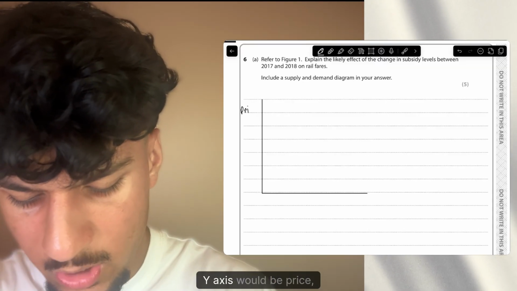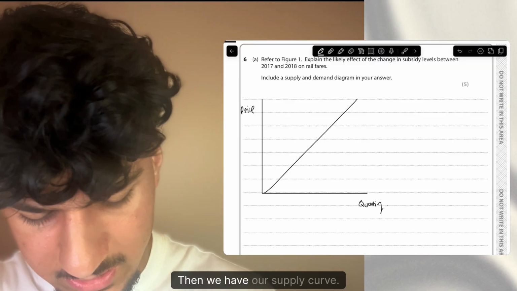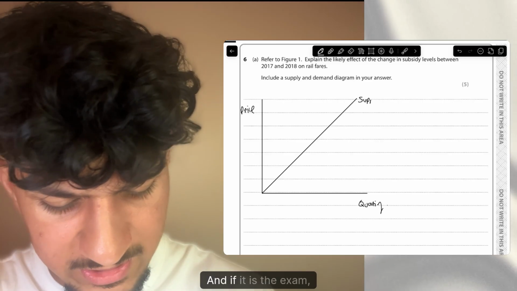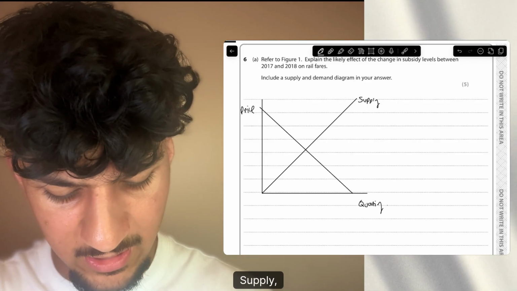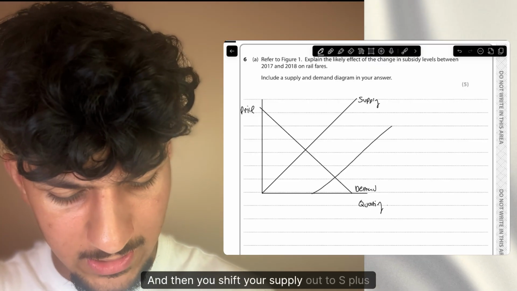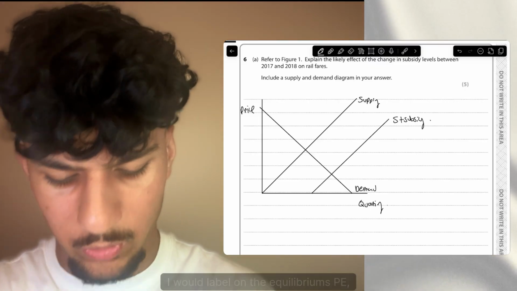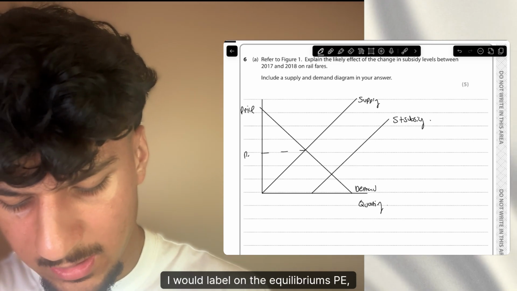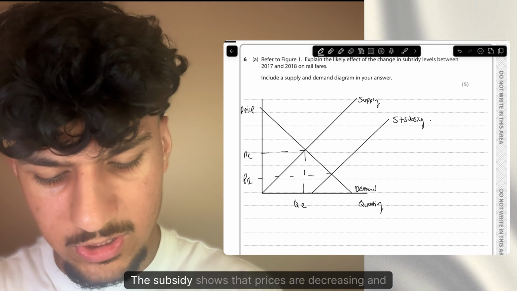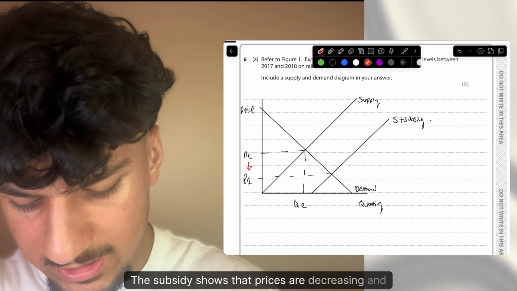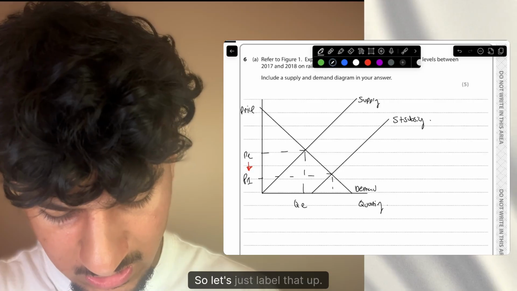Of course, the y-axis would be price, the x-axis would be quantity, then we have our supply curve, and if it is the exam, I would be writing each of them out. So don't just write S and D, write supply, demand, and then you shift your supply out to S plus subsidy, and then of course you can label on a few things. I would label on the equilibriums, PE, QE, P1, and then of course, what does the subsidy show? The subsidy shows that prices are decreasing and quantity supplied would be increasing. So let's just label that up.